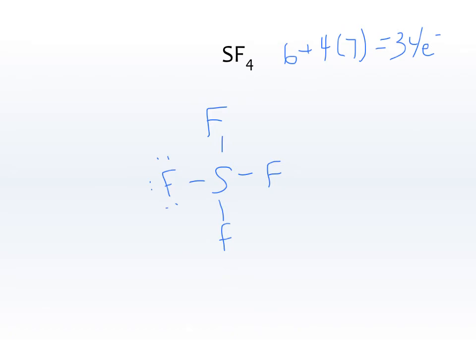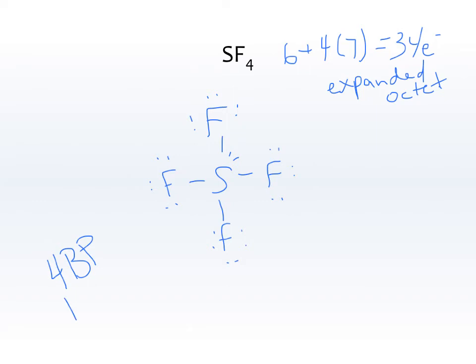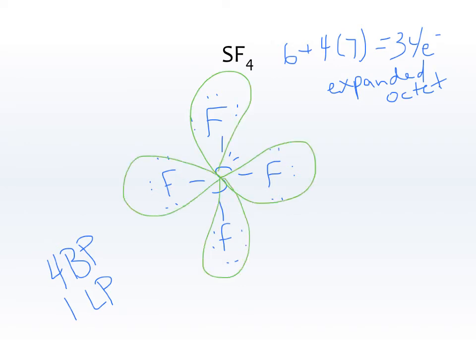2, 4, 6, 8, 10, 12, 14, 16, 18, 20, 22, 24, 26, 28, 30, 32. Uh-oh, need 34 electrons, not 32. So my extra pair is going in the center. This is an expanded octet. Okay, so that means sulfur has 4 bonding pairs because of the 4 fluorines that it's attached to, but also 1 lone pair. So as far as areas of electron density, we have the 4 fluorines, but then also this lone pair. So it's got 5 total areas of where the electrons can be.